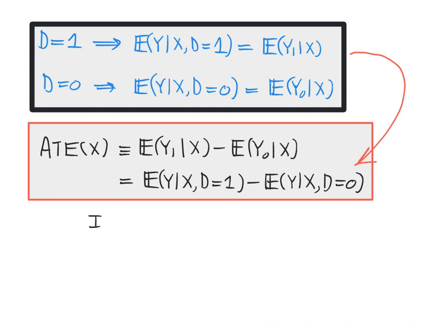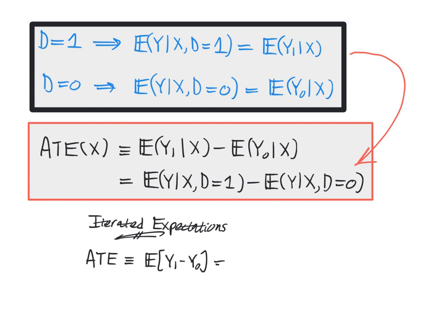We've come to the last step of our derivation. All that remains is to use iterated expectations to convert our result for the conditional average treatment effect into one for the unconditional average treatment effect. By definition, the ATE is the expectation of y1 minus the expectation of y0. Applying iterated expectations over the distribution of x, we can write this as the expectation of the expectation of y1 minus y0 given x.